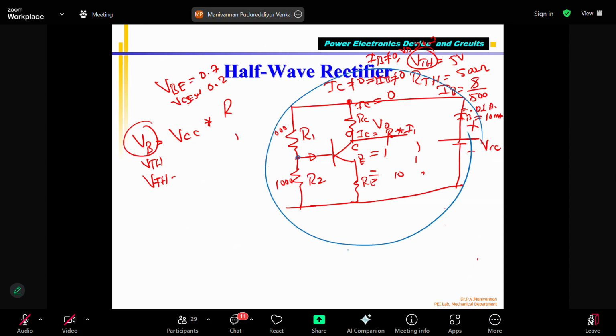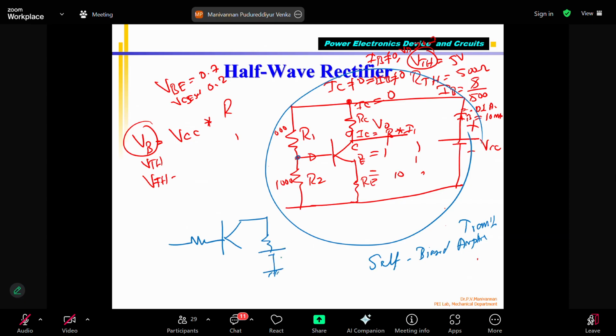Base also biased. What is the other name we told? It is called a self-biased amplifier. Self-biased transistor amplifier. Why is it called self-biased? We know. Again, for your understanding, I am not going to ask any questions. I will just tell the information and move forward.